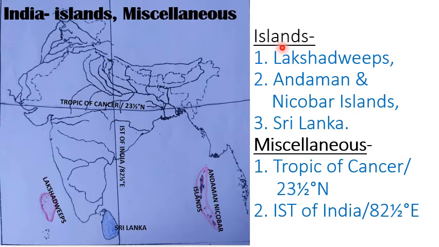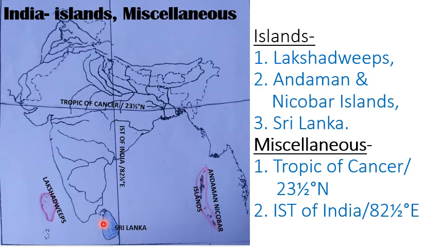Then Lakshadweep, these are islands, Lakshadweep and Andaman Nicobar Islands. Sri Lanka is also an island. So we will use any color to indicate these islands. Sri Lanka we have marked because it's a neighboring country of India. So this group of islands is Lakshadweep Island, which is part of India. Then Andaman Nicobar Island, the upper part is Andaman and lower part is Nicobar Islands.